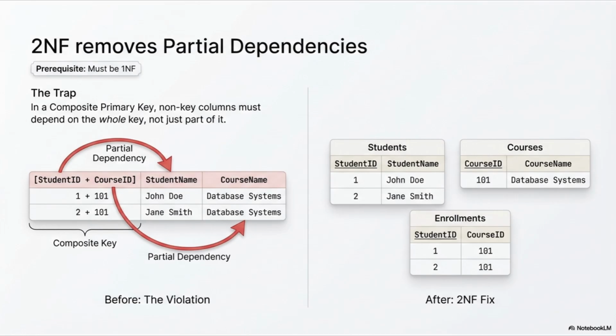Okay, 2NF. What is the villain here? What are we trying to kill? The villain is partial dependency. And to understand this, we have to talk about keys. Primary keys. This is the unique ID for the row.